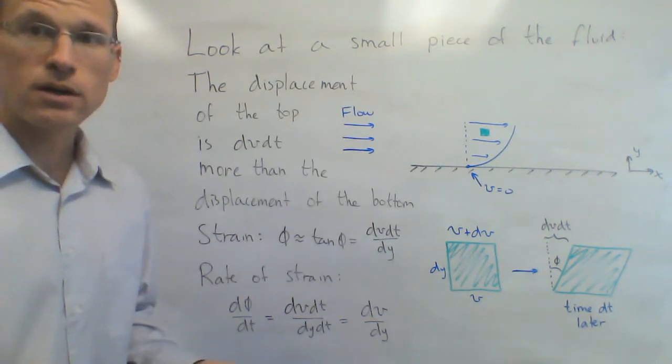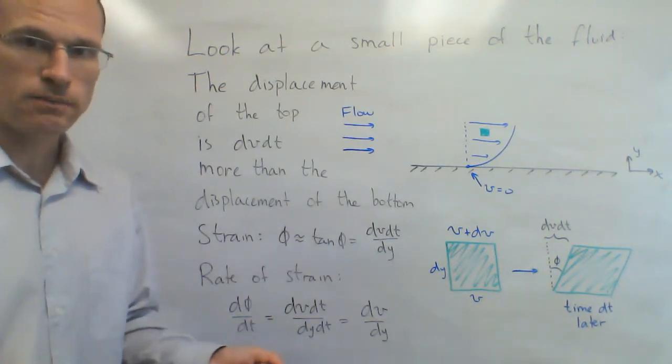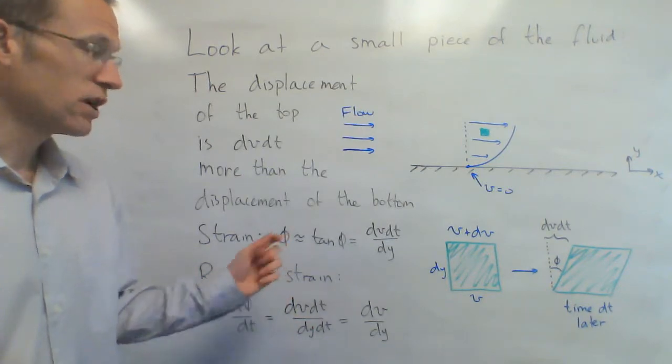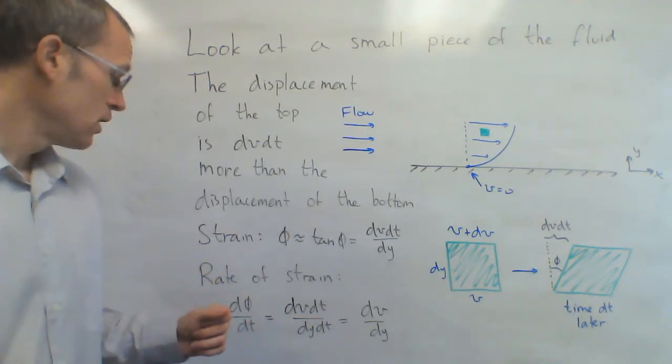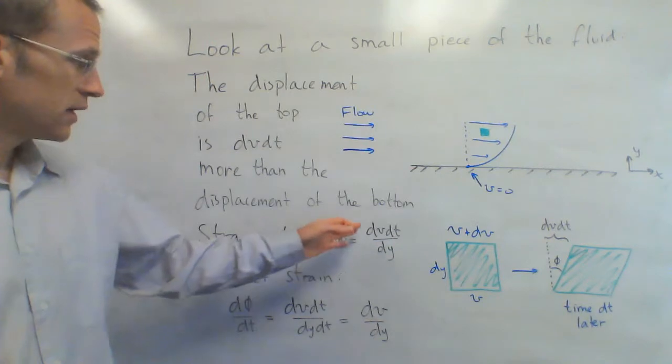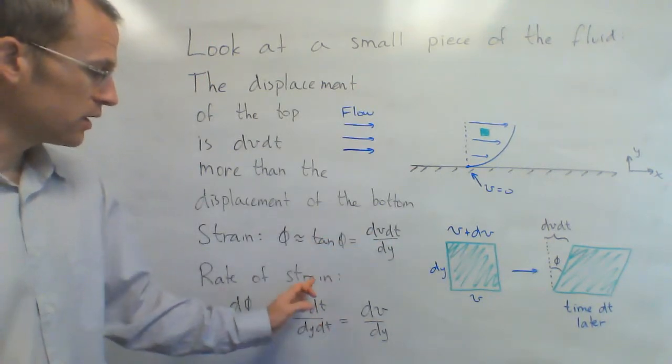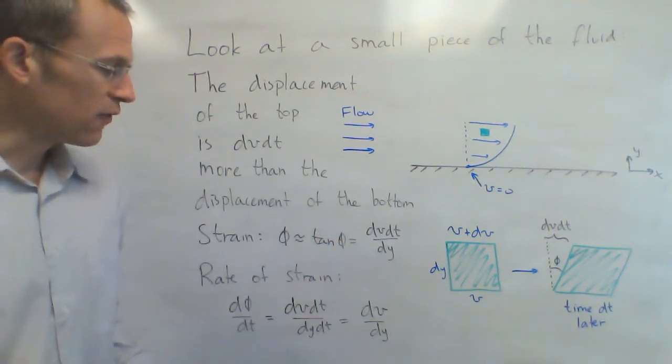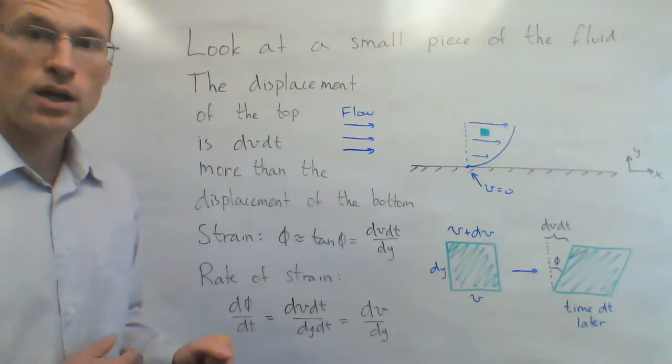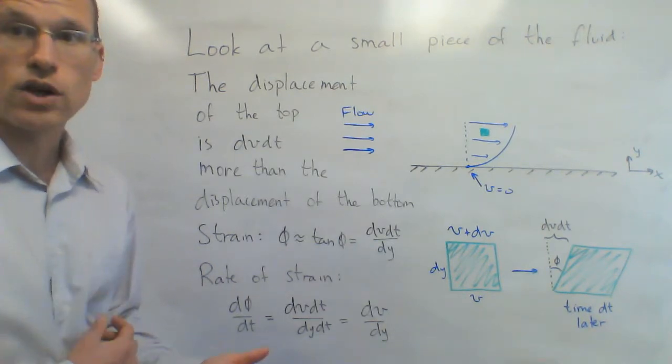And then what I actually care about in terms of shear stress is the rate of strain. The rate of strain is just my strain divided by the time dt. So dphi dt is dv dt over dy divided by dt. Those cancel out, and all I'm left with is dv dy. So the rate of strain is the change in velocity over the change in height.